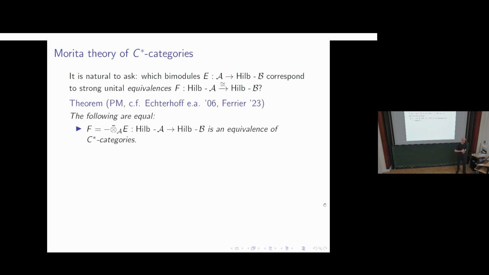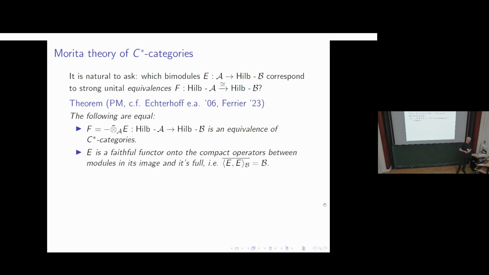And I have a proof for that in my thesis, which basically says that the following things are equal. This goes back to, well, Echterhoff I think is a good reference for what I'm about to say, and one of these three equivalences is also in this thesis that I just mentioned at the start. So you can say tensoring with E gives you an equivalence of categories.